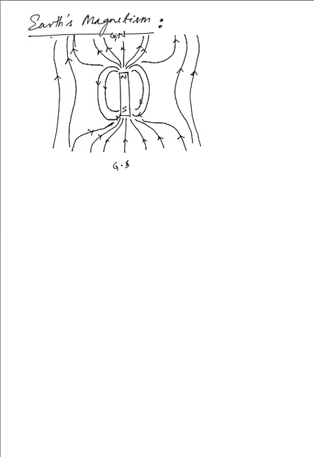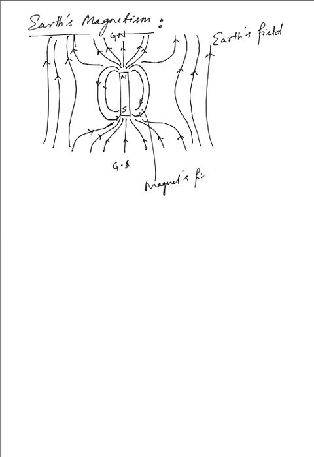They will be unaffected as they move away. So this is the Earth's field. This is the field of the magnet, and these are the neutral points showing no magnetic property whatsoever.